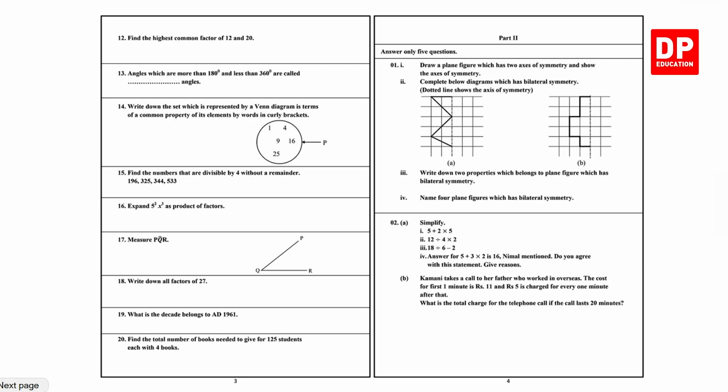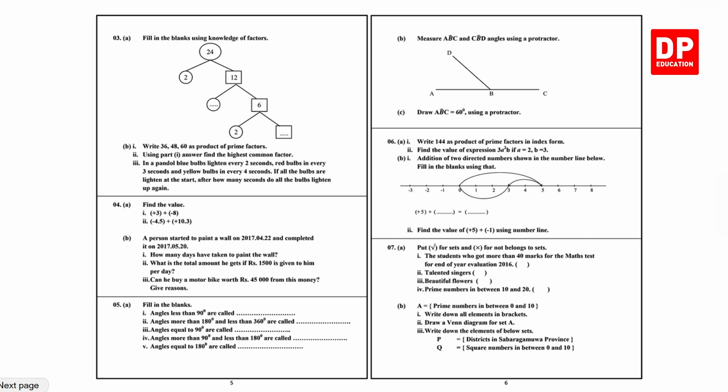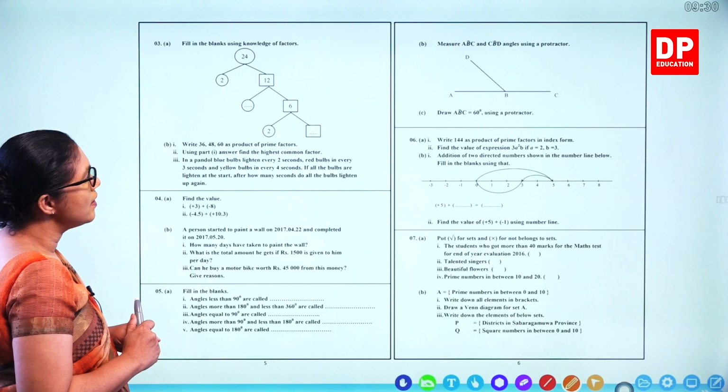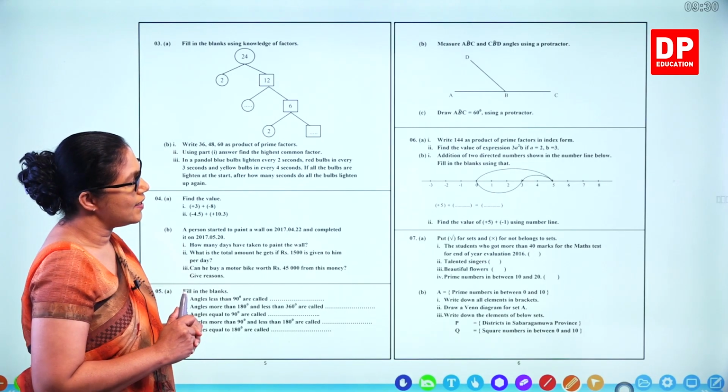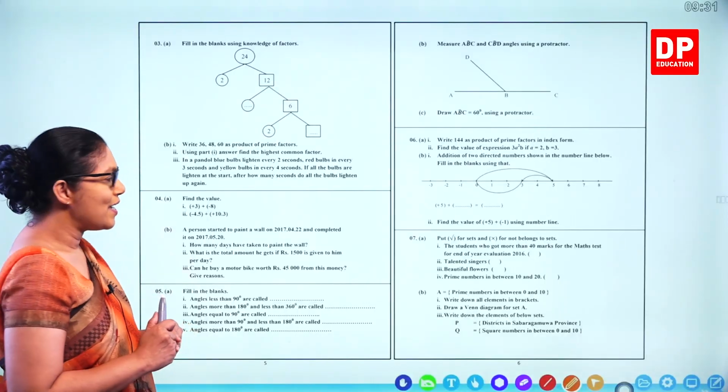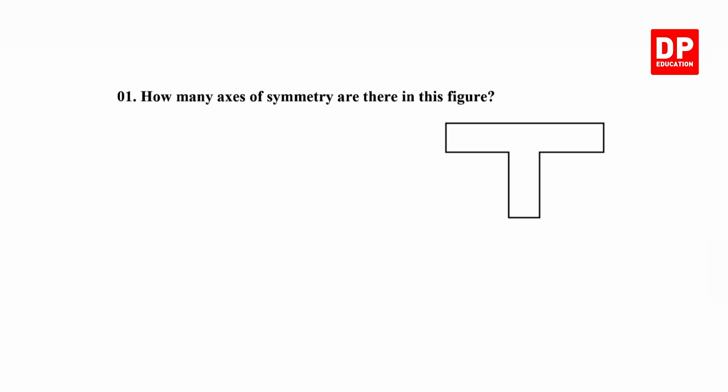Question number 1, 2, then you get 3, 4, 5, 6 and 7. Let's do this paper now. Let's take question number 1.